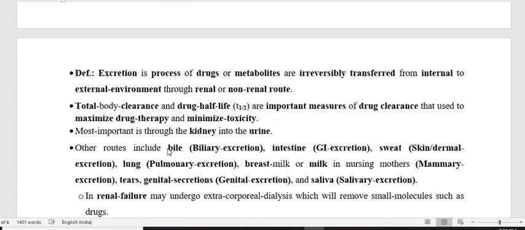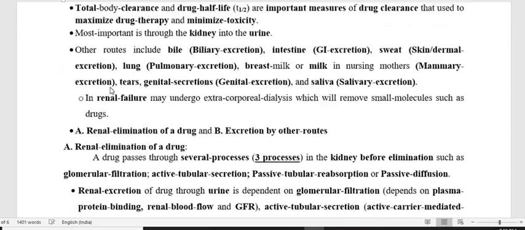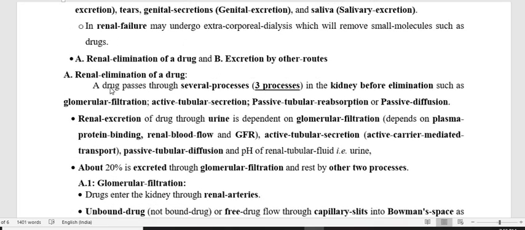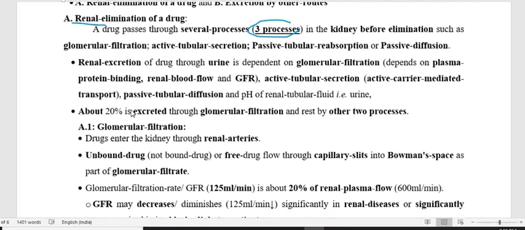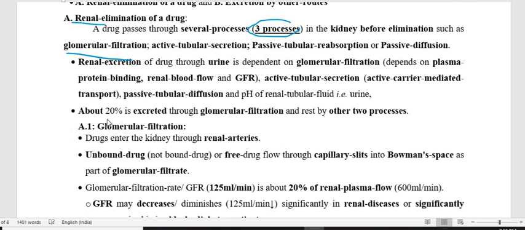Now we have to discuss some more points about this. So this is the definition, which we already discussed. What is important here is that renal excretion, renal elimination of a drug, occurs by three processes that we already discussed: the first is glomerular filtration, the second is passive tubular reabsorption, and the third is active tubular secretion.